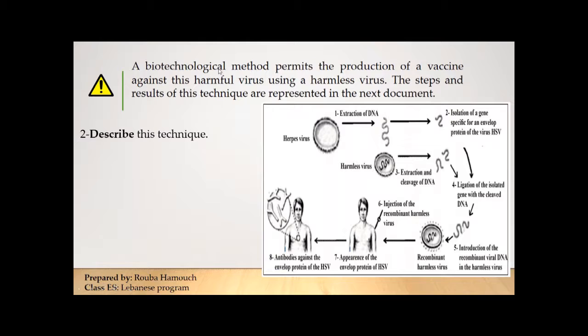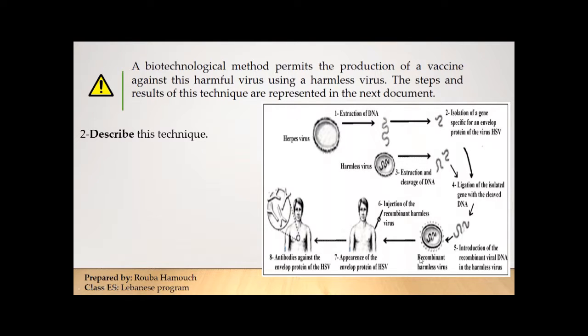So a biotechnological, a DNA recombinant method, a classical method permits the production of a vaccine against the harmful herpes virus using another virus which is harmless. So the live virus vaccines are produced by using 2 viruses. The first virus is the harmful virus against which we make the vaccine, and we aim to trigger an immune response. And we use another virus which is harmless and which will be injected into the body and which is a vector that will transfer the genes from the harmful virus into our body in order to trigger an immune response.